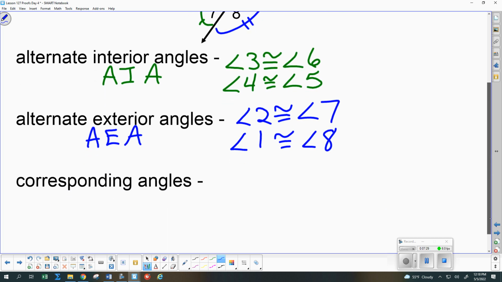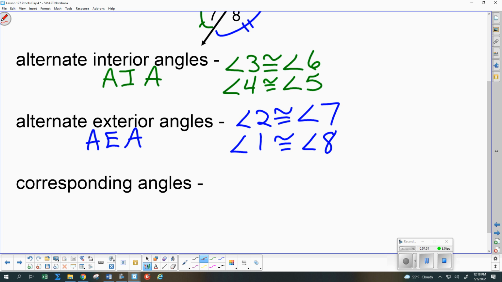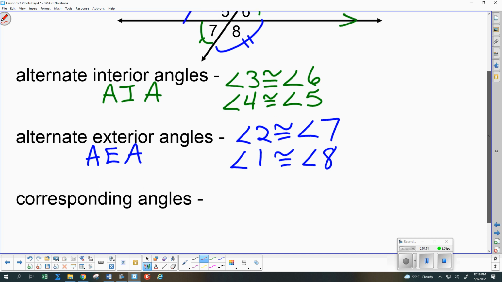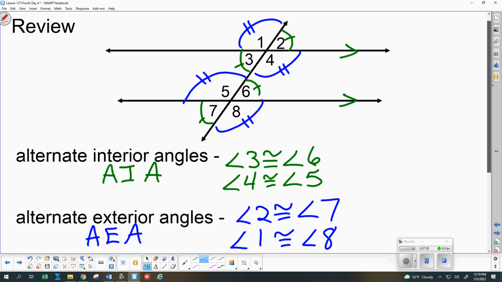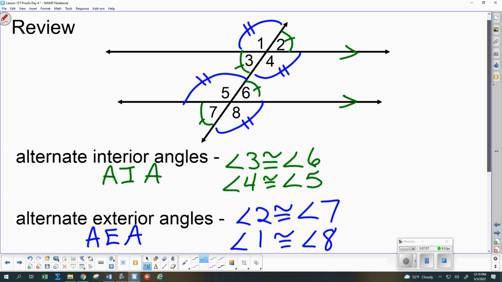Corresponding angles. Remember, these are ones that, if you think of the two intersection points as intersections, both of the angles are on the northwest corner, or both of them are on the northeast corner. Or if you prefer to think about it, they're both bottom left or they're both top right. Look at the picture on your paper and tell me two that you think would be corresponding. They'll both be marked in blue or both in green.